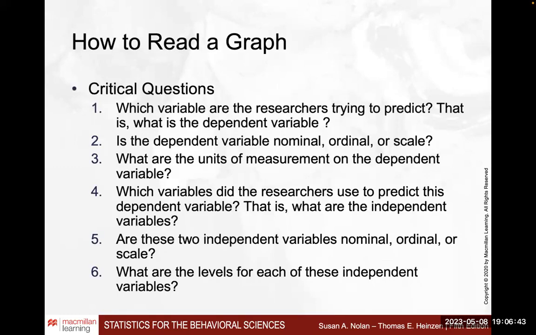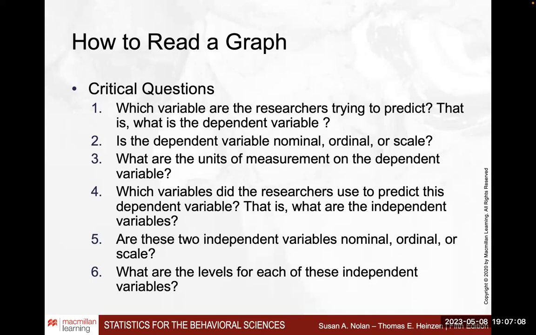So how to read a graph? Well, it's kind of logical. First, you really need to understand the variables. You need to understand which one is the dependent variable and which one is the independent variable. You need to understand the nature of both. You need to understand what the aim of the researcher is. Why did the researcher show this graph? And then the rest should go fairly simply.